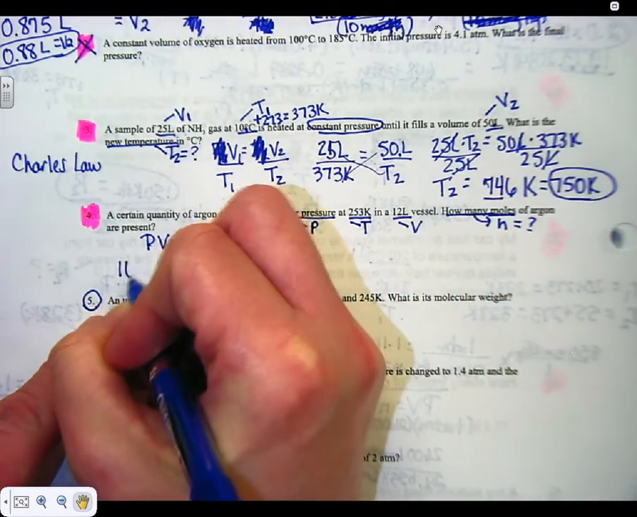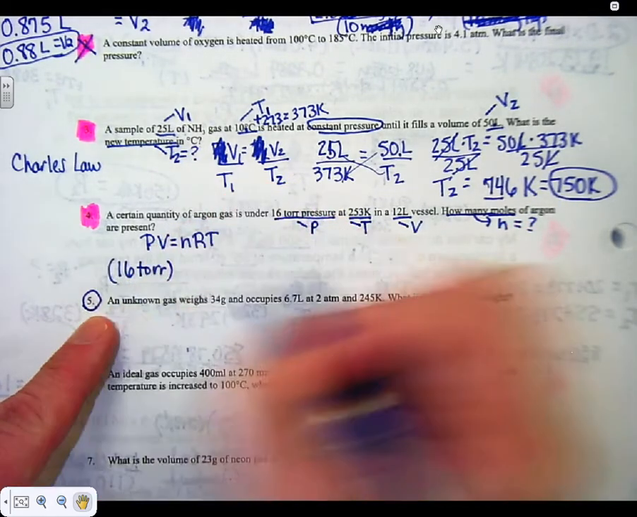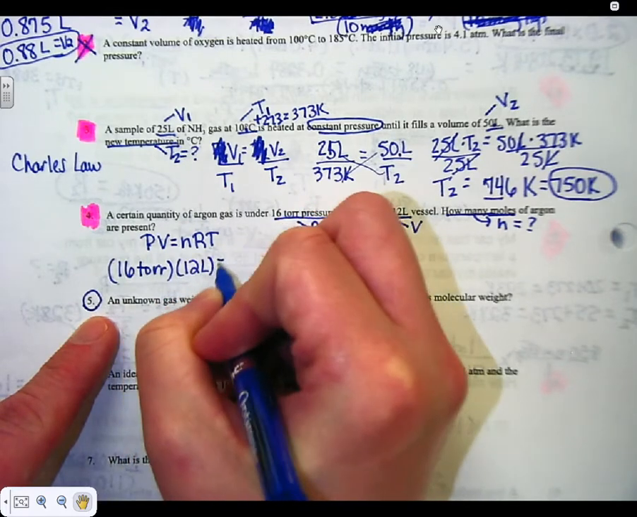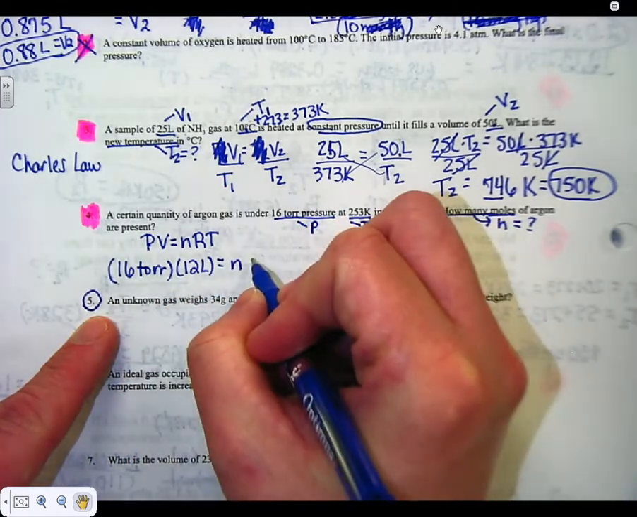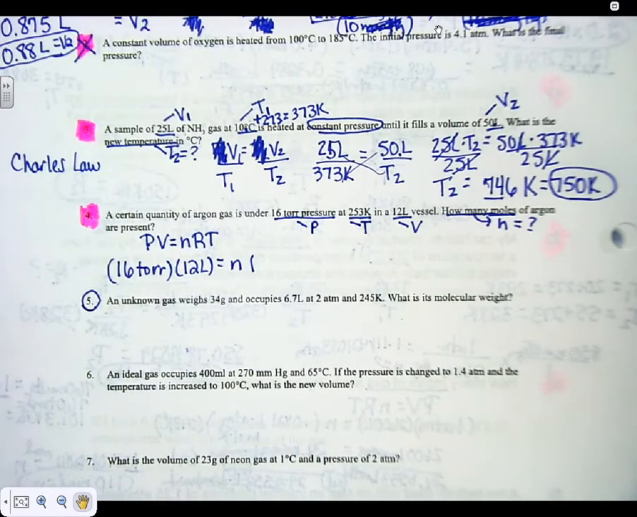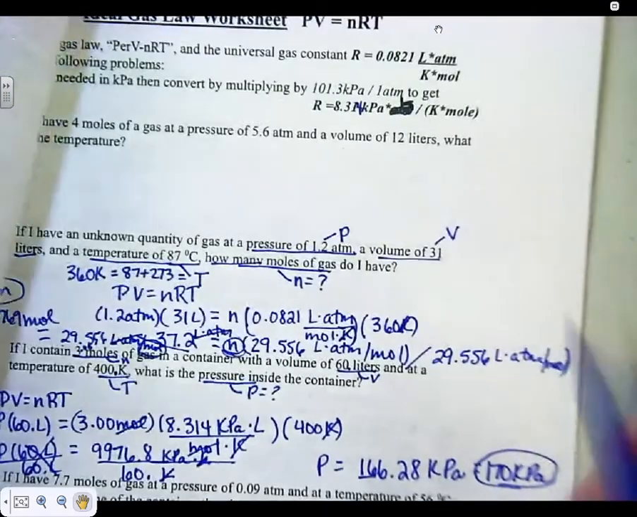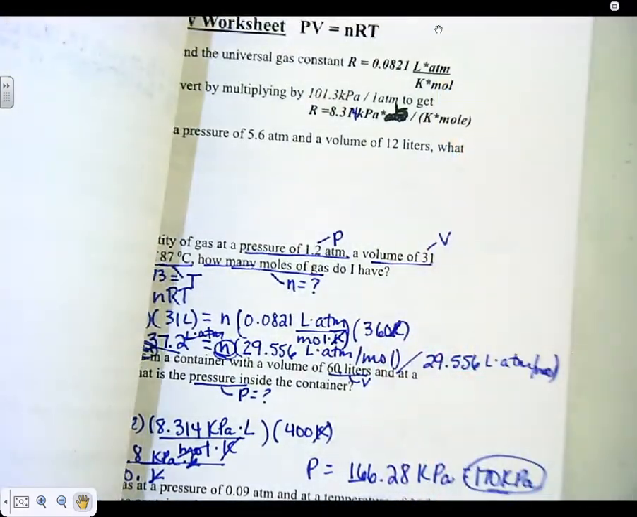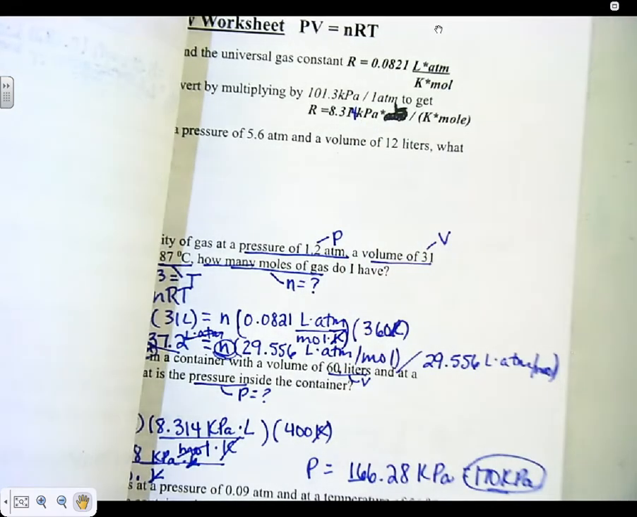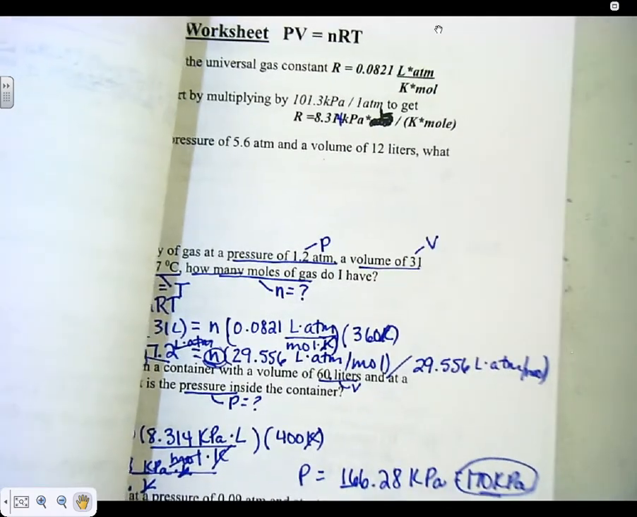So 16 torr times a volume of 12 liters is equal to n, that's what we're solving for, times our R. Okay, which R do we use here? Well, let's go back here and look at the R's that we have. The only 2 R's that I gave you were, let me find them, right here. I gave you one in atmospheres and one in kilopascals. So therefore, what this means is that we're going to have to convert that torr. We can't just use the torr. We're going to have to convert it either to atmospheres or kilopascals.